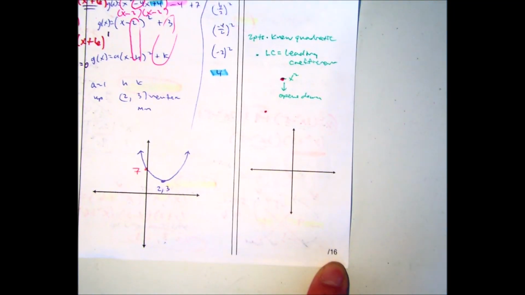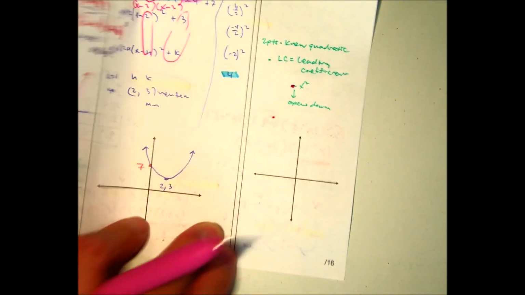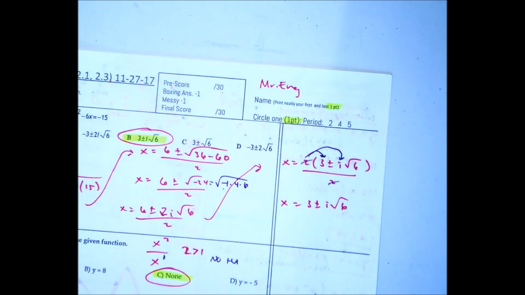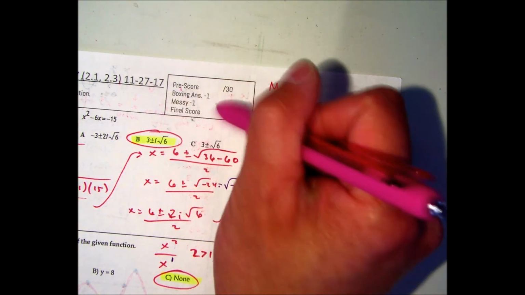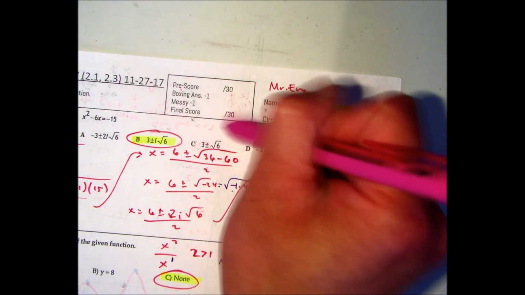That question was out of 16 points, so just fold your paper. 14 plus 16 gives you 30 points. I put a subtotal here. If I circled boxing answer or messy, then you lost points, and then your final score is there if you lost any points.